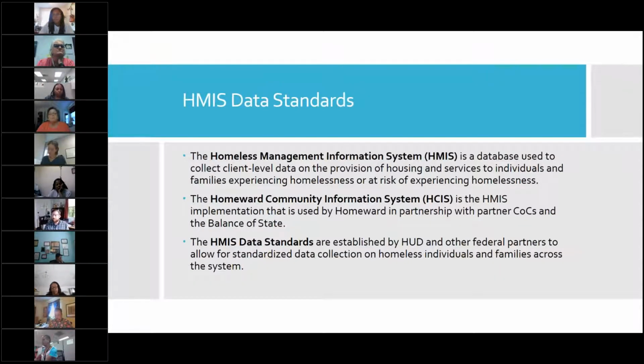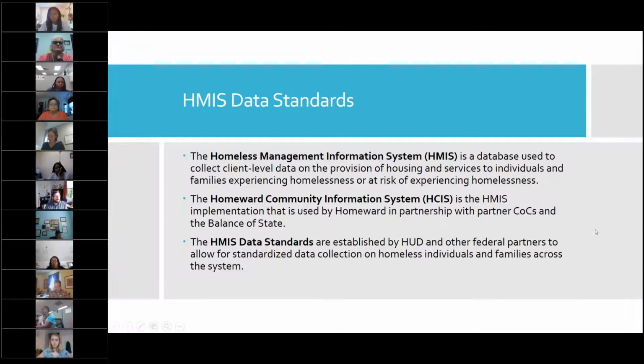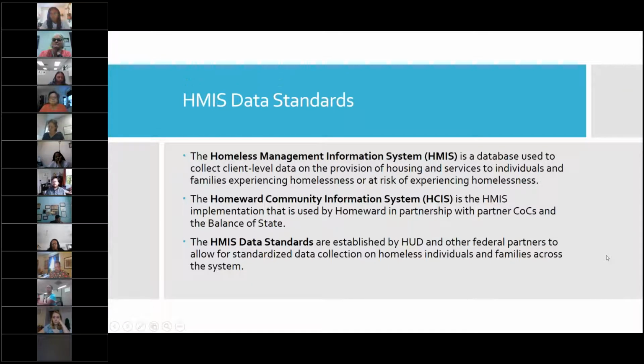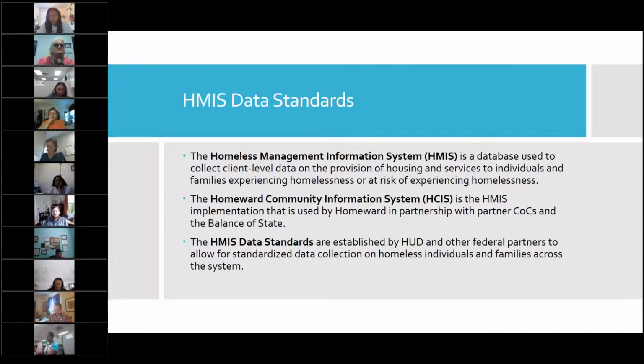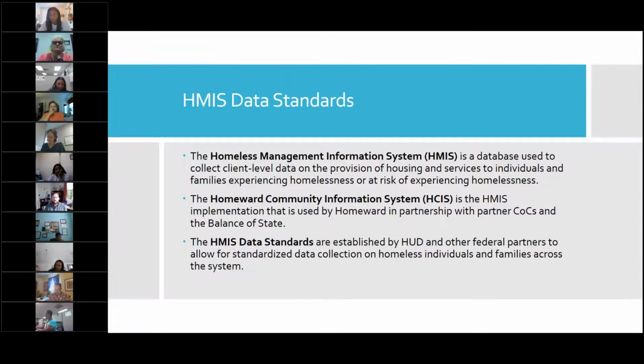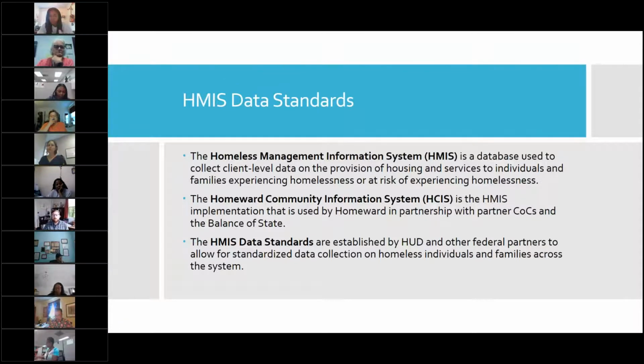Great. All right. So we're going to start off by giving a little bit of background on the data standards. The Homeless Management Information System is the data system used to record and analyze service and housing data for individuals and families who are experiencing homelessness or who are at risk of homelessness. Local continuums of care decide what HMIS system to use to comply with federal regulations, and all users on this call are a part of the Homeward Community Information System, or HCIS as we call it.